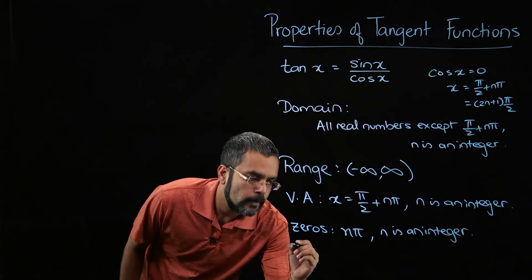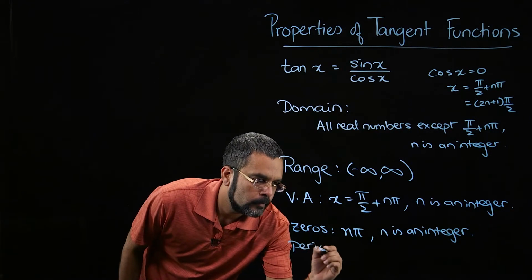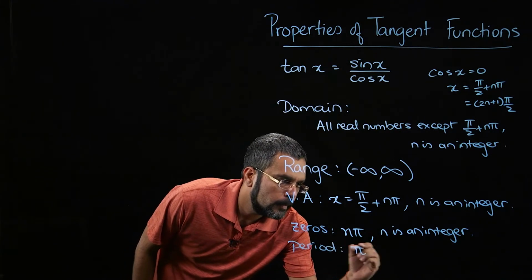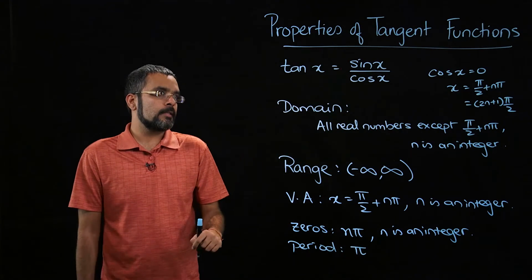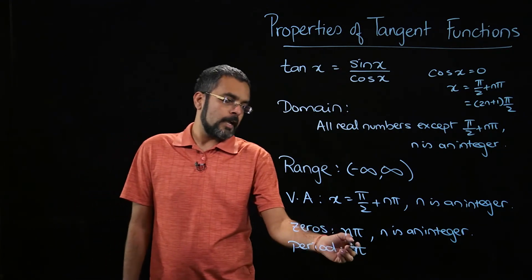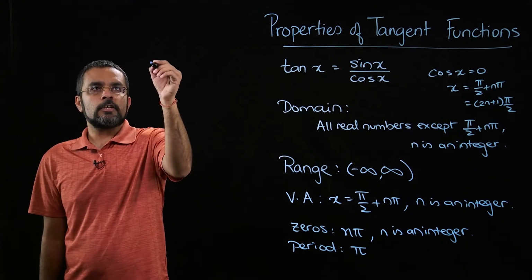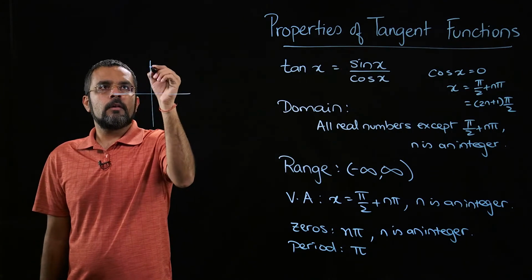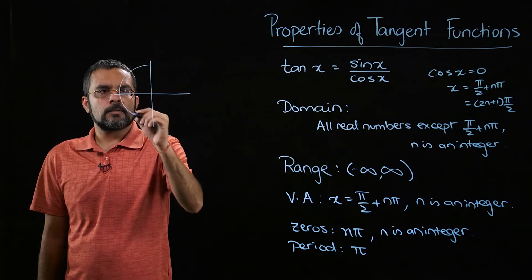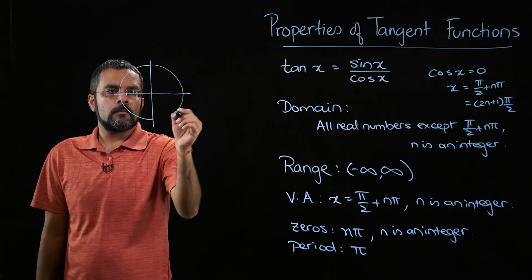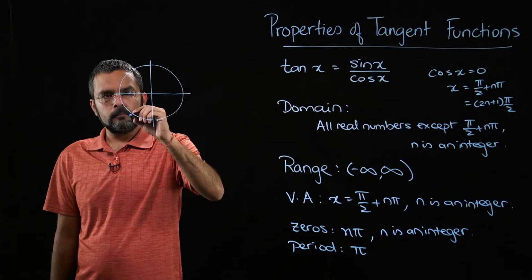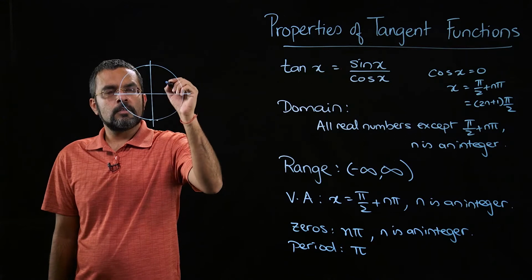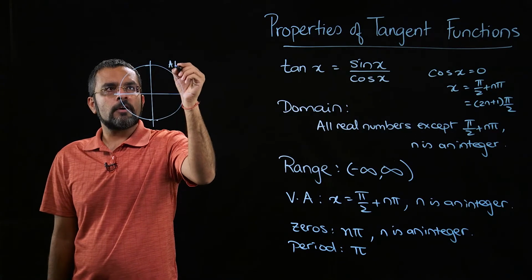The period of a tan function is pi. It's half of the period of sine and cosine. And here's one explanation for it. If you remember, say this is my unit circle. Okay. And so this is where all my functions are positive.